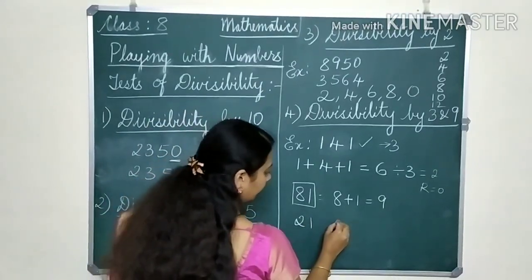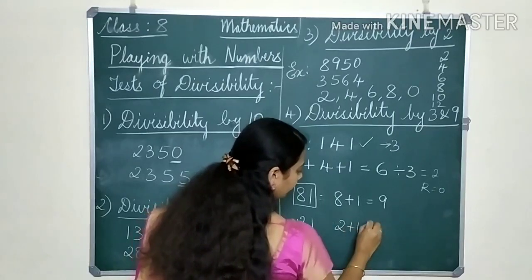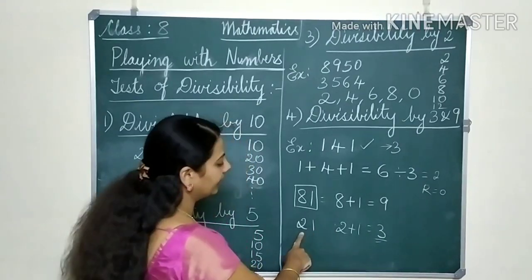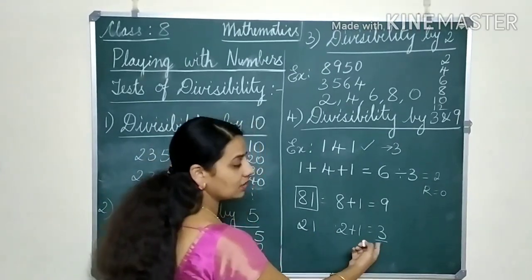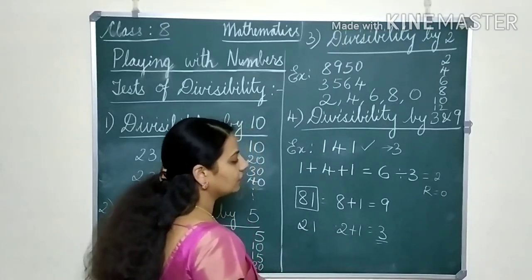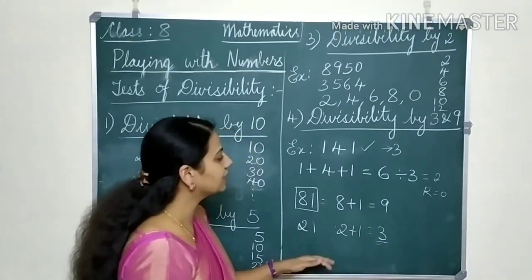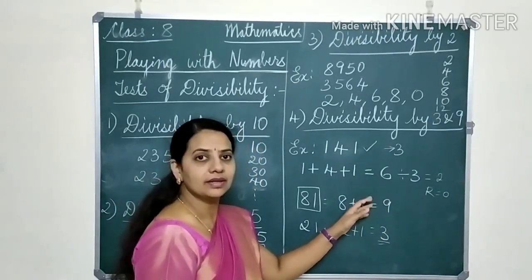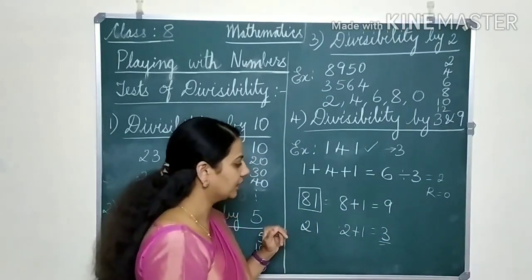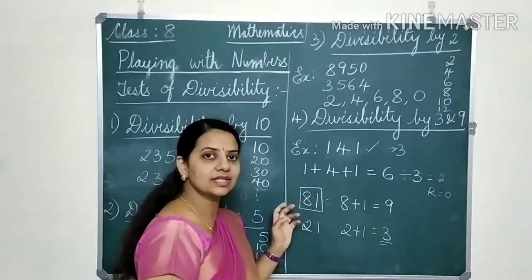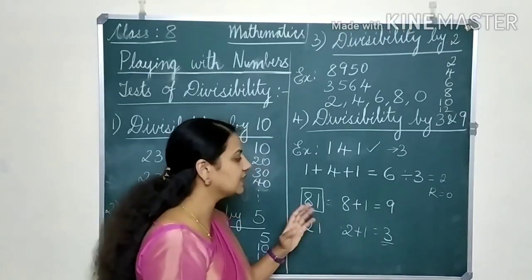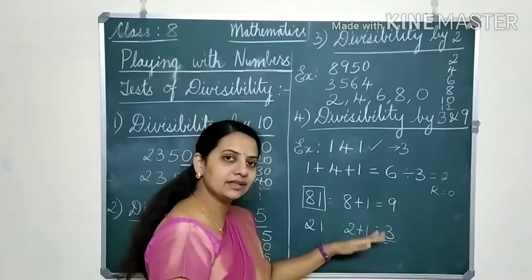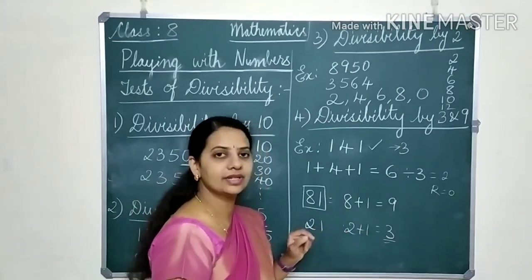Now consider this number 21. 21 is 2 plus 1 gives you 3. So it is divisible by 3. But is this divisible by 9? No, because the sum is not a multiple of 9. So remember children, numbers which are divisible by 3 may not be divisible by 9. But vice versa is true. All the numbers which are divisible by 9 will be divisible by 3 also, because 3 is a factor of 9.